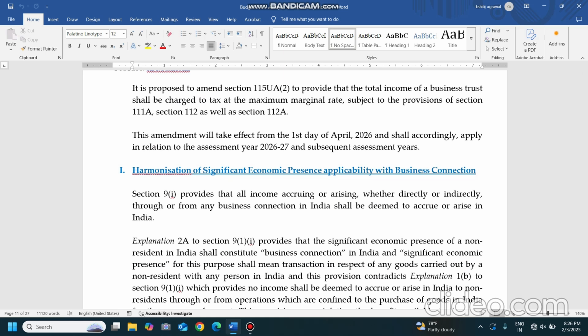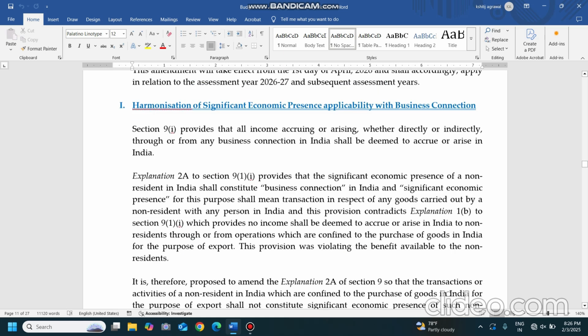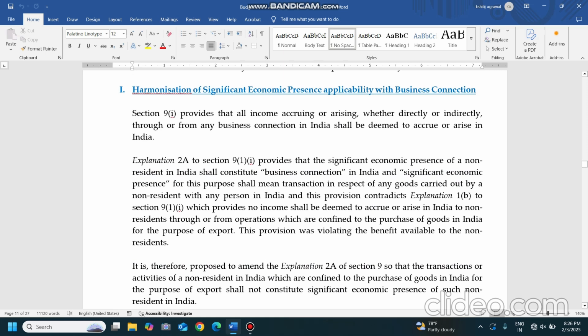Now coming to the next one, business connection. In respect of business connection, one definition is the economic presence. Business connection, actually according to section 9 subsection 1, or we can say section 9 clause 1, says that any income which is accruing or arising through a business connection in India should be deemed to accrue or arise in India. But there are two explanations which are contradictory in nature. First one is explanation 2A, which says it will be called a business connection if there is a significant economic presence in India.